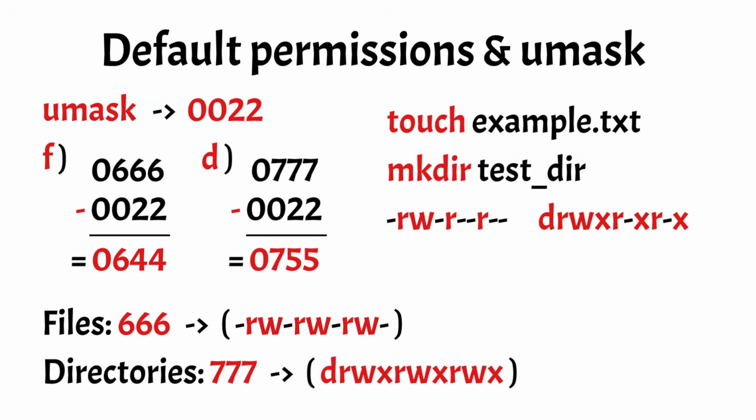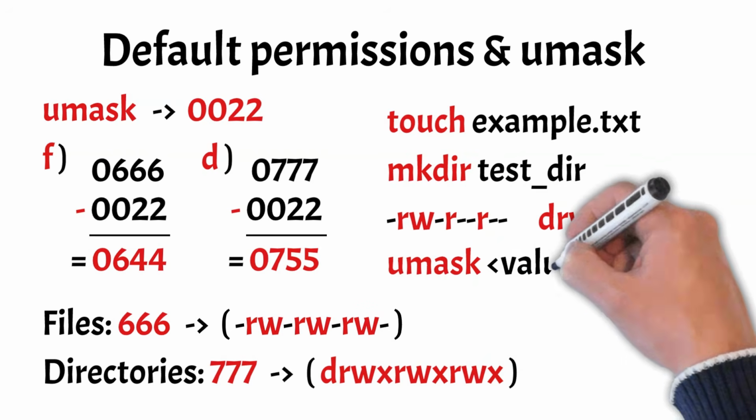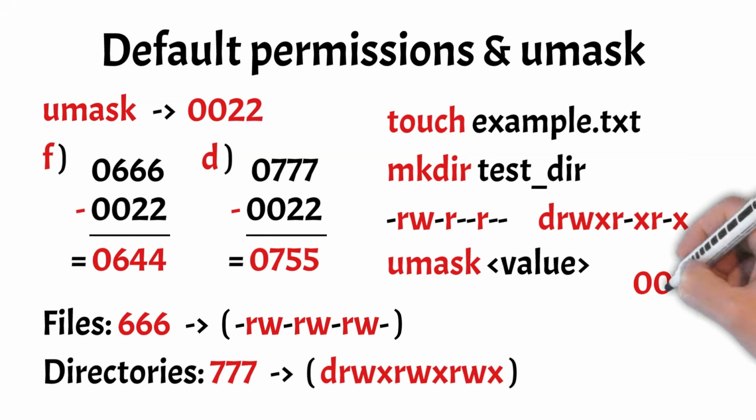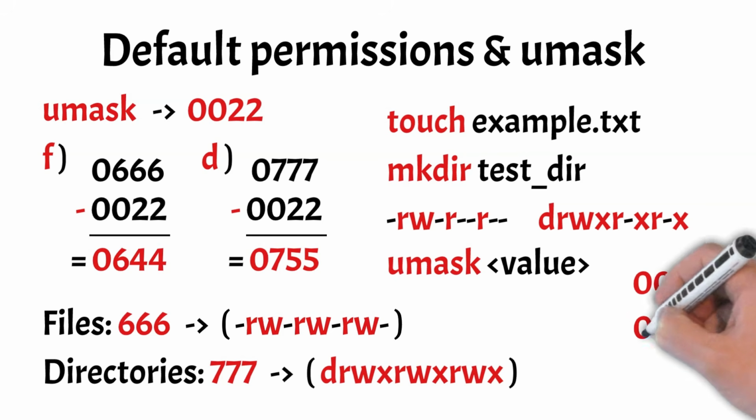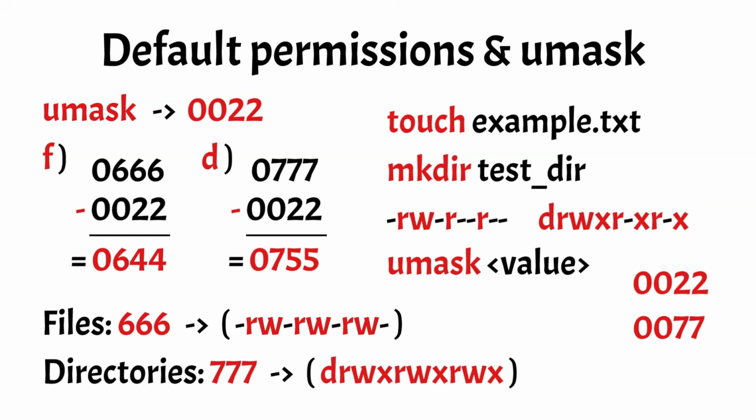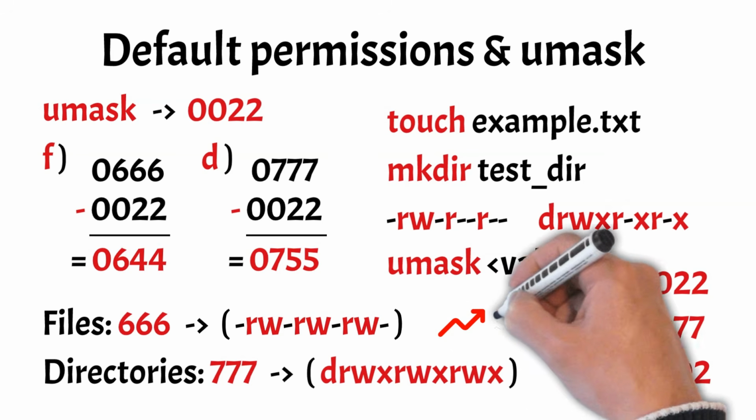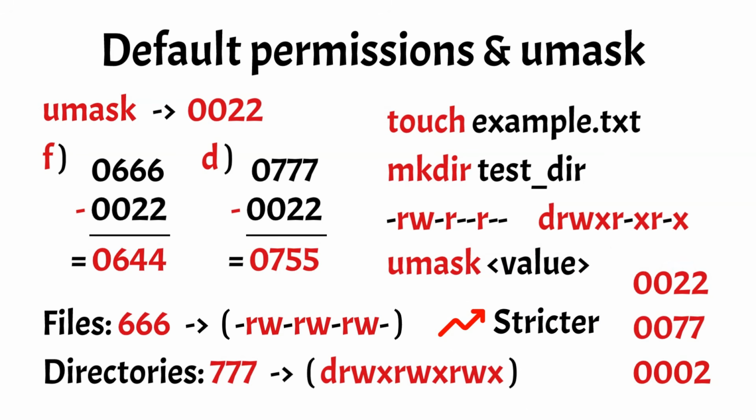The umask can also be changed using the umask command followed by a new value. For instance, 0077 creates stricter permissions by removing access for other users, while 0002 is often used in shared environments to allow group collaboration. In general, higher umask values result in more restrictive default permissions. Understanding the umask helps you control how accessible your files are by default, which is again especially important on multi-user systems.